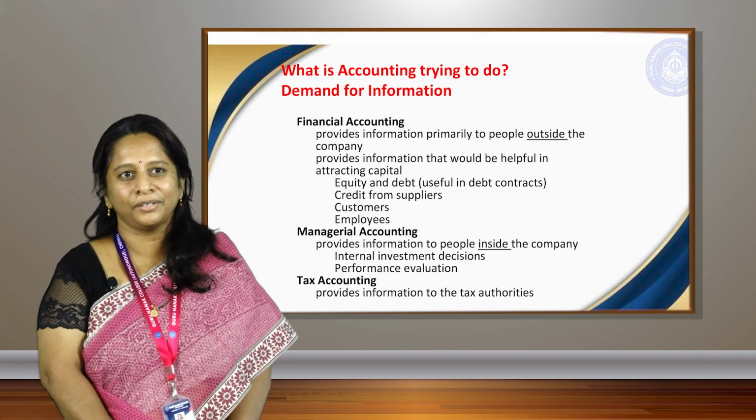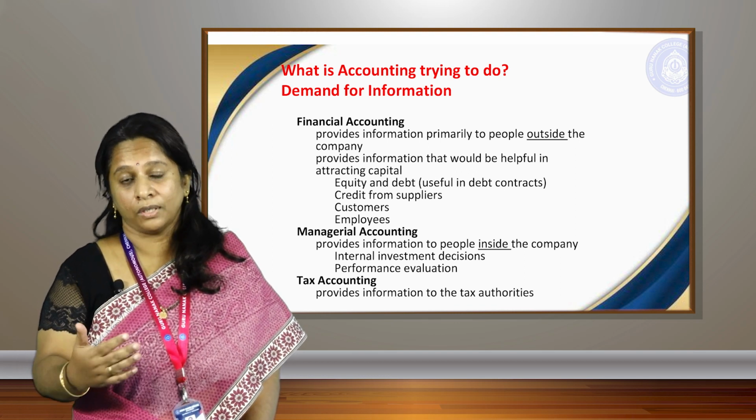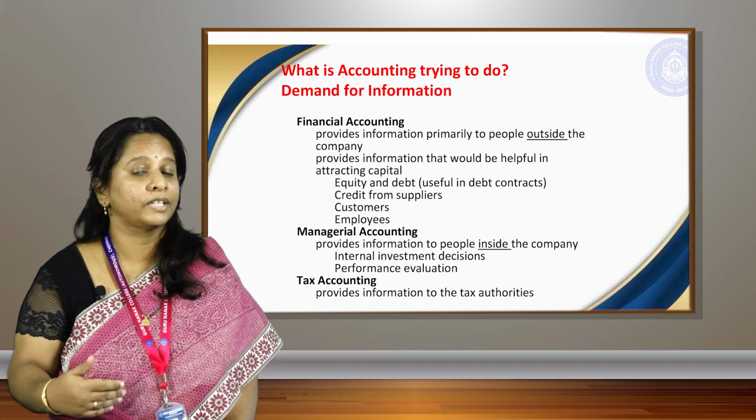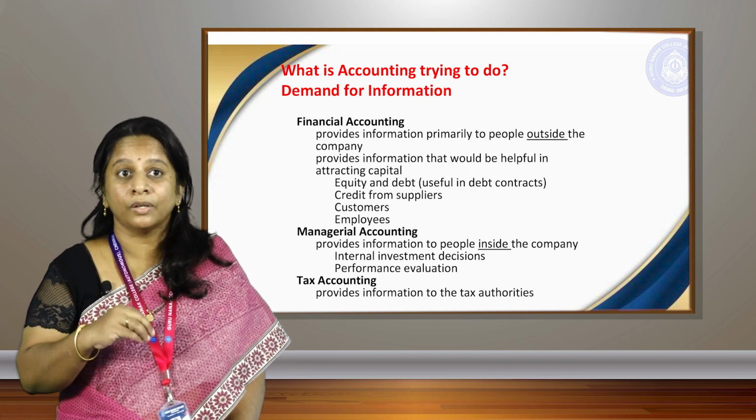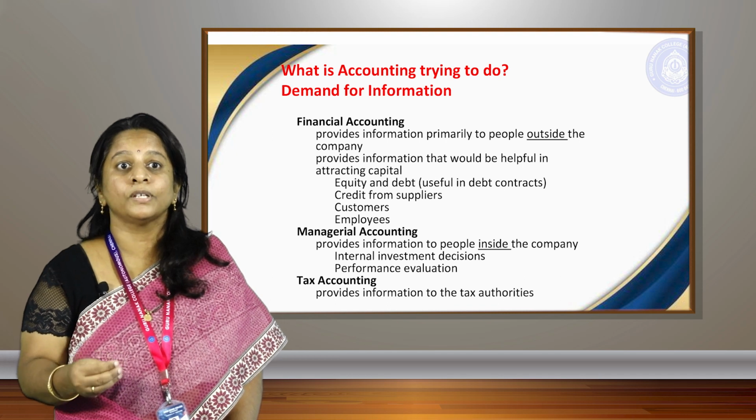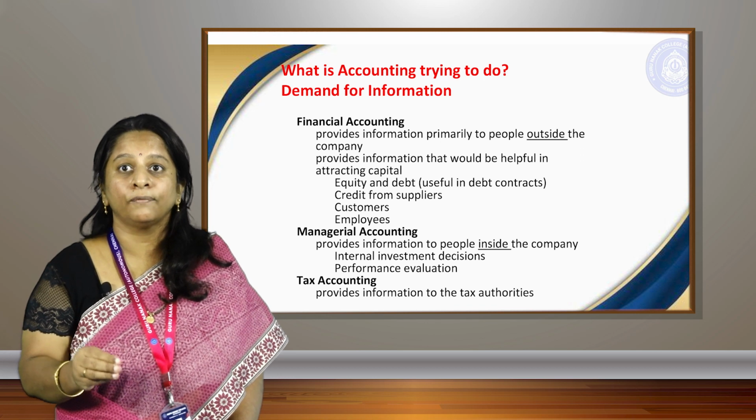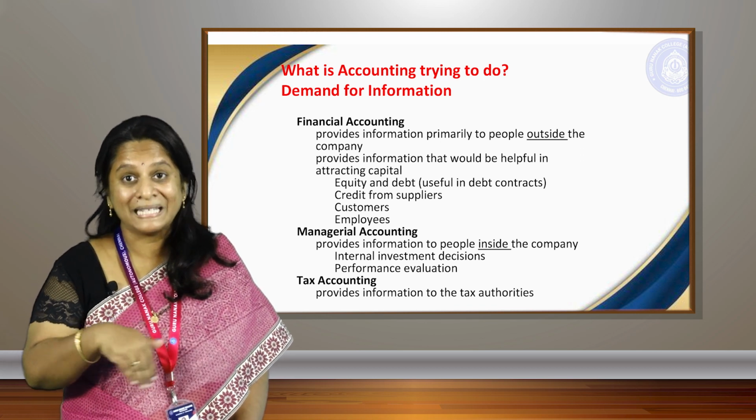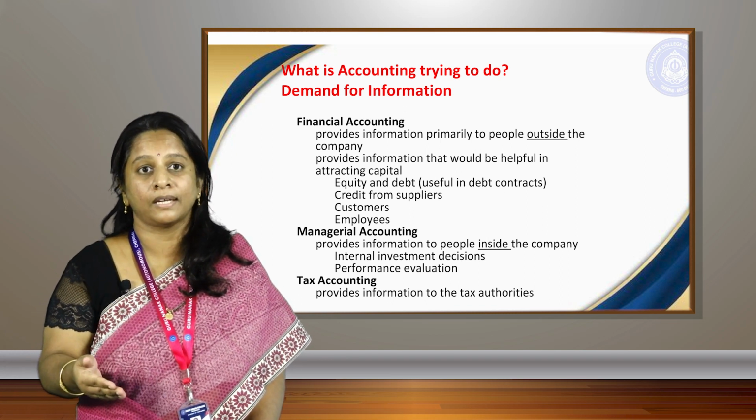What is accounting trying to do? Basically, there is demand for information. There are many types of accounting: financial accounting, management accounting, tax accounting, cost accounting and everything. But financial accounting basically provides information outside the company. It helps in attracting capital, equity and debt, and credit from suppliers, customers and employees. Management accounting is inside the organization, for internal investment decisions and performance evaluation.